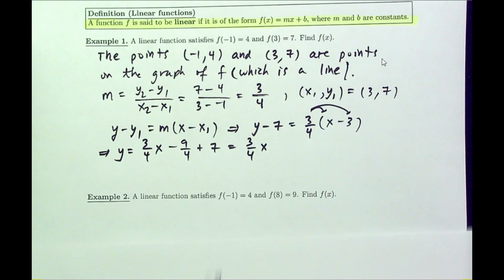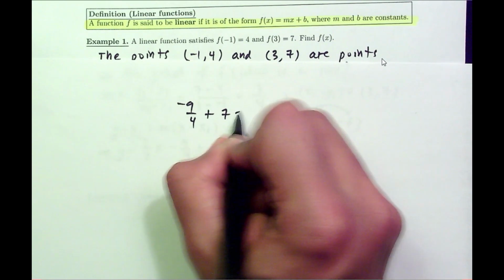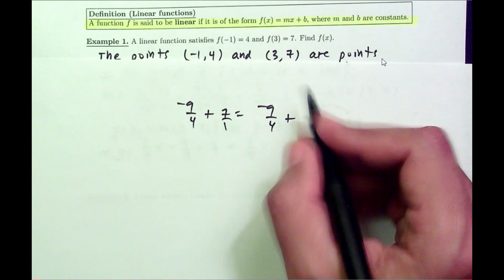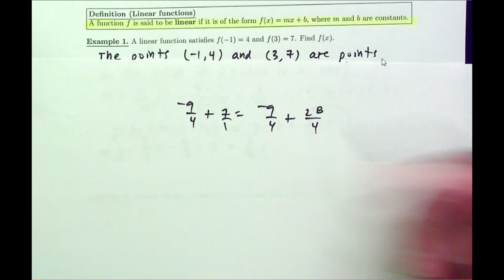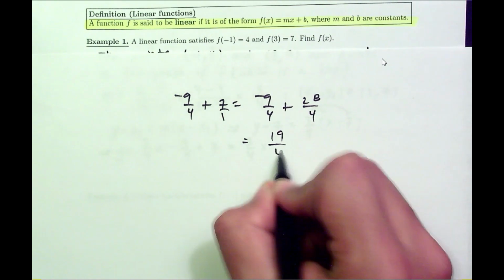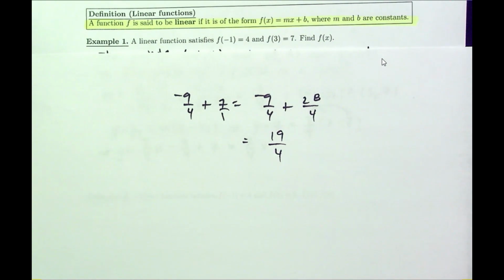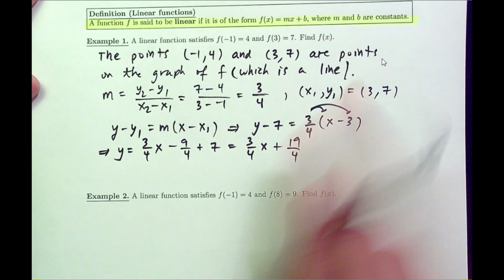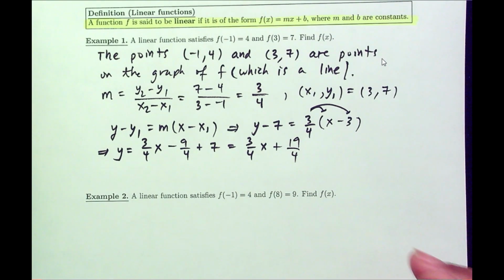Negative 9/4 plus 7 is negative 9 over 4 plus 7 over 1 times 4 over 4, which is 28/4, which gives 19 over 4. 28 minus 9 is 19. So plus 19 over 4. And this part right here is your f of x.